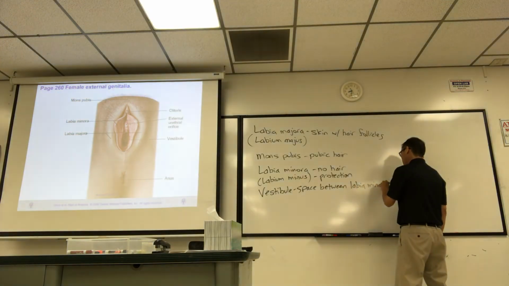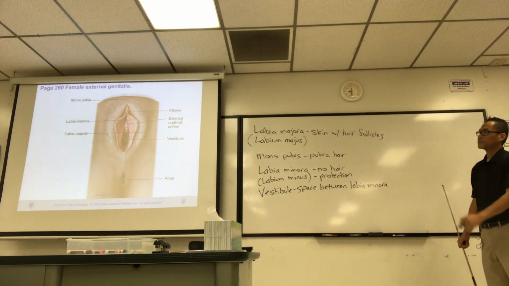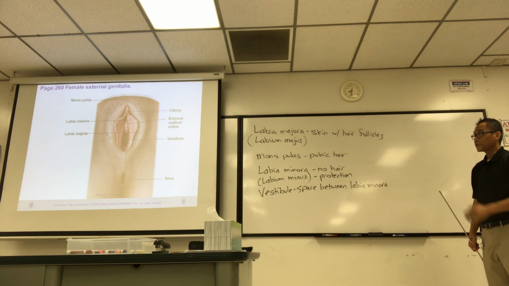That's how I would describe it. Other books may say something slightly different. Anyways, this space, what you're going to see within it: vaginal orifice, external urethral orifice.